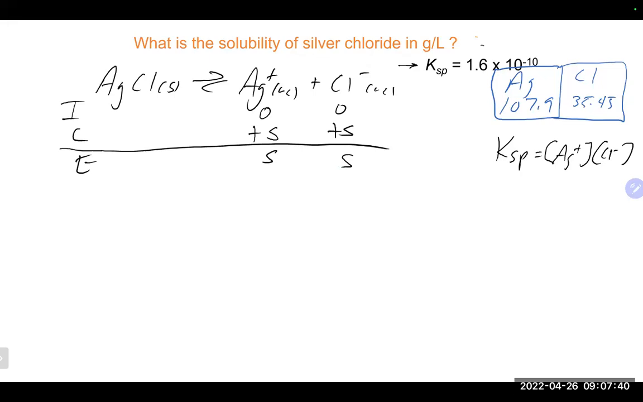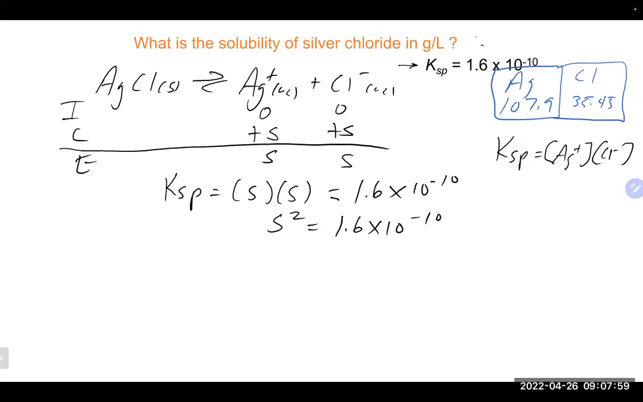All right, so just like we would do with X, we're going to put this into our Ksp expression, and that would give us the Ksp is equal to S times S, which equals 1.6 times 10 to the minus 10. That's going to give us an S squared is equal to 1.6 times 10 to the minus 10. Doing a little square root action on that there.